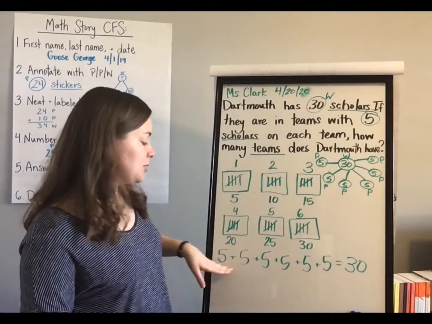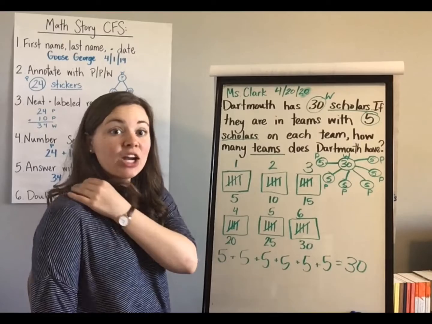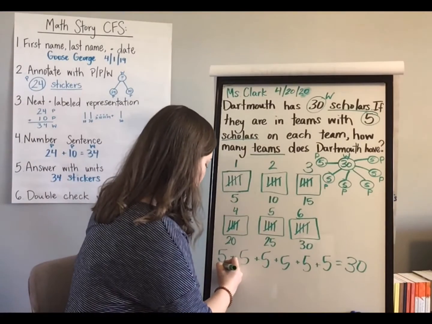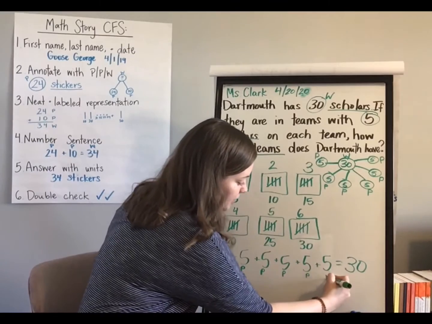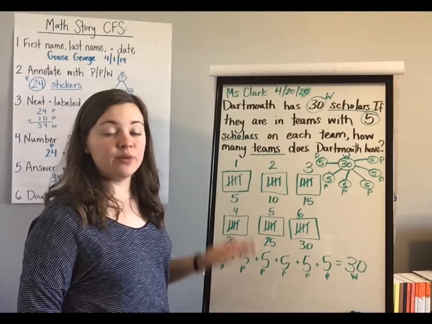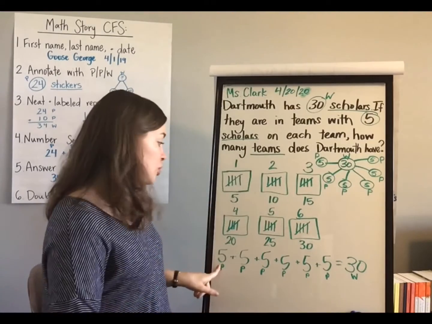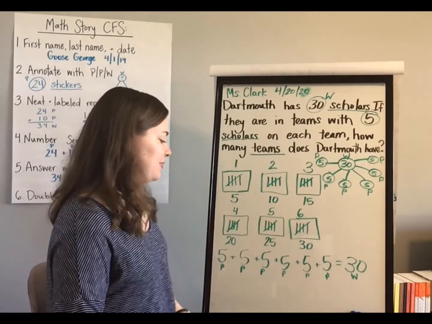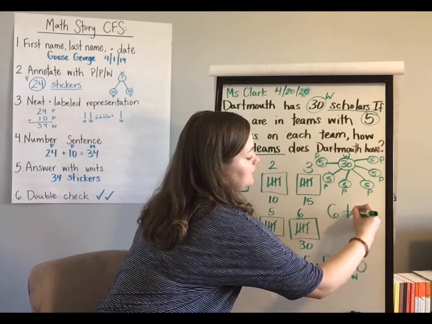I showed how I split 30 up into each of these different groups. Let's go through and add our part and whole labels. Part, part, part, part, part, part, and this is the whole. So we know that's right. If we split up those 30 Dartmouth scholars into teams with 5 each, you will have a total of 6 different teams. So my answer is 6 teams.